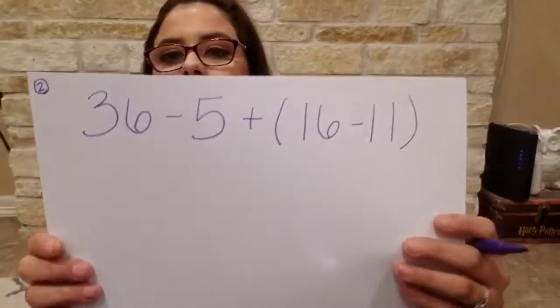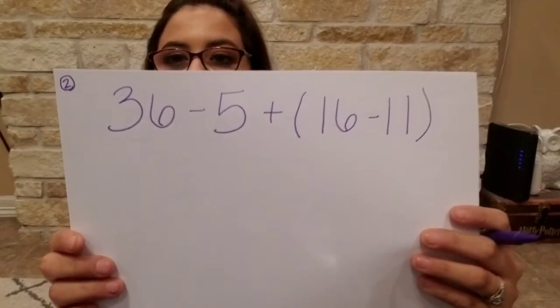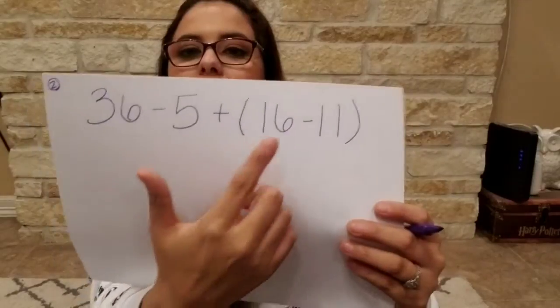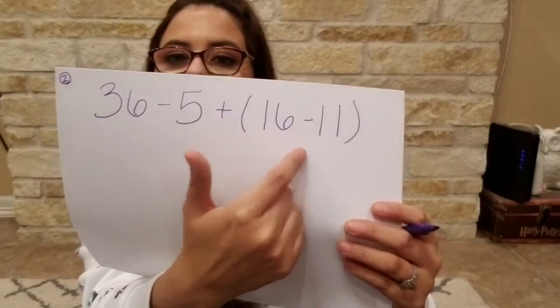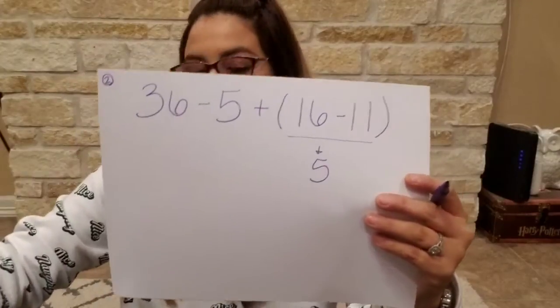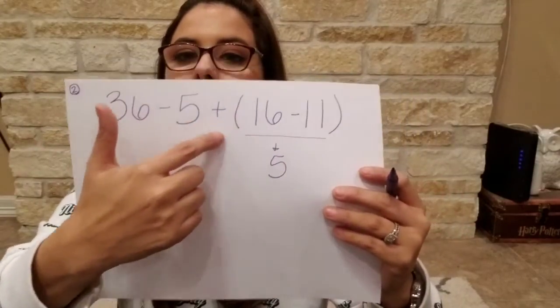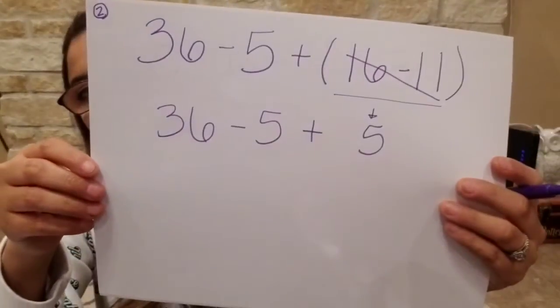Alright, example number 2, you should have had this written down like that. You should already be telling yourself, I know I'm going to do the parentheses first, the 16 minus 11, which is going to give you 5. Okay, I've already done what is in parentheses, so I'm going to scratch it out, and then I'm just going to put the plus 5 and the minus 36. So this is what I should have left.